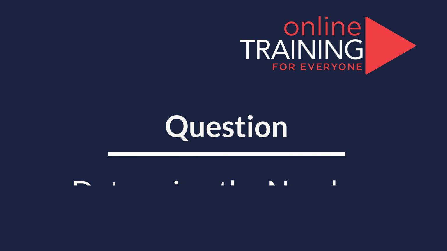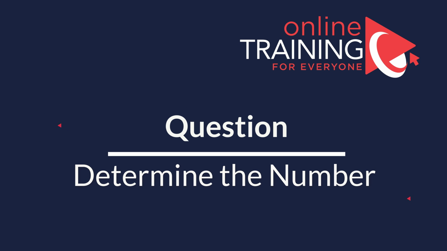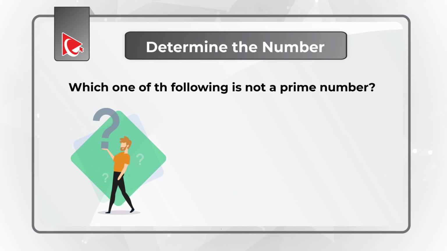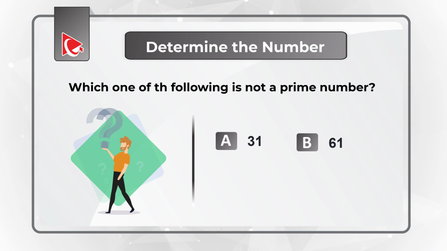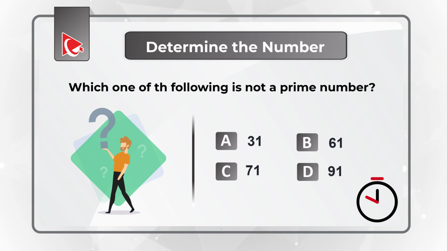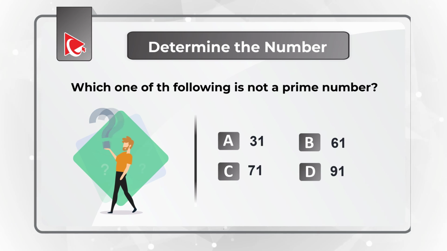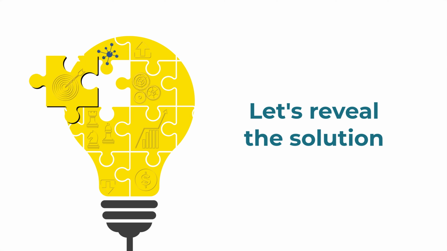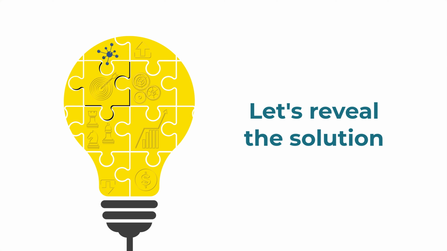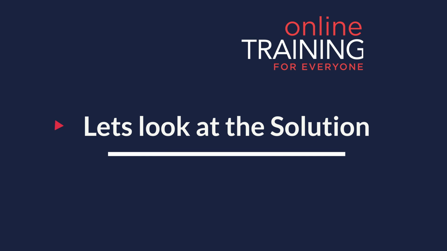Here's an interesting question where you're presented with a set of numbers and you need to determine which number is not a prime number. You have 4 different choices. Choice A, 31. Choice B, 61. Choice C, 71, and choice D, 91. Give yourself a little bit of time, maybe recall the definition of prime numbers, and see if you can come up with the solution. Did you solve it? Let's move forward and get to the correct solution together.